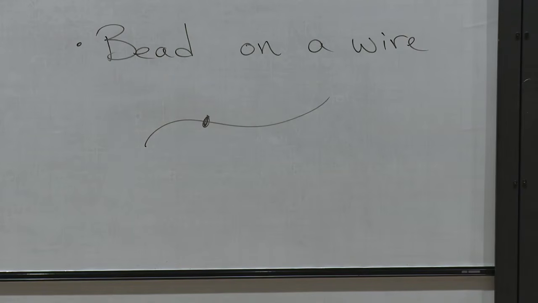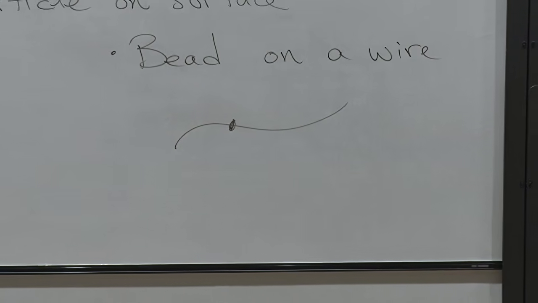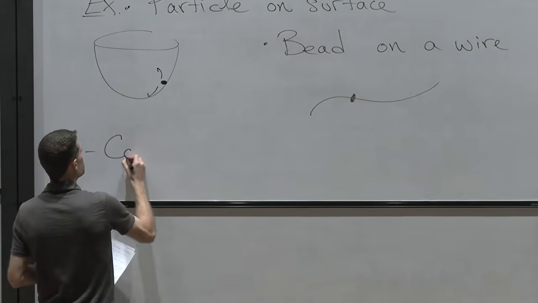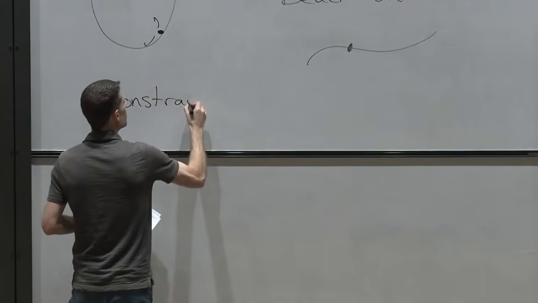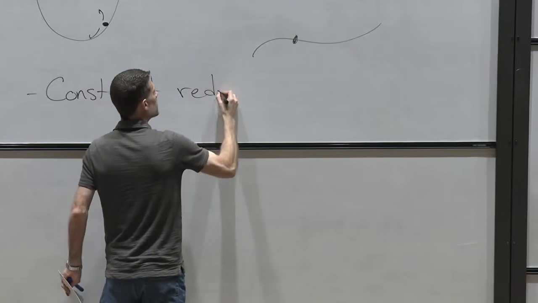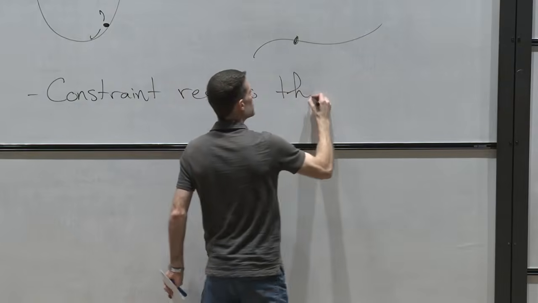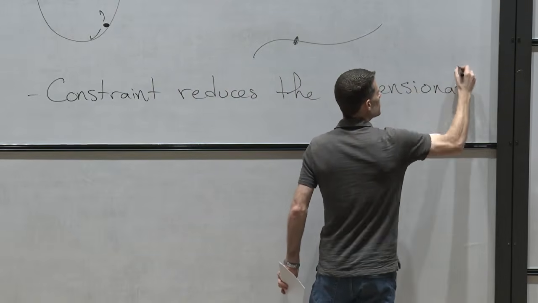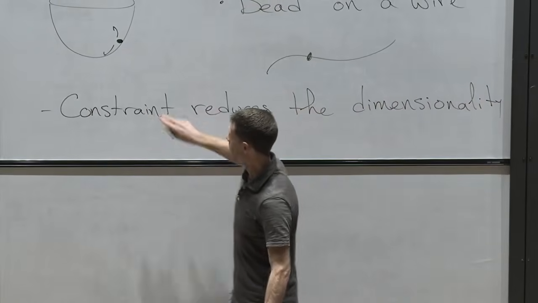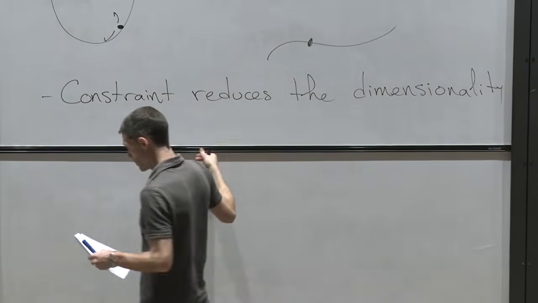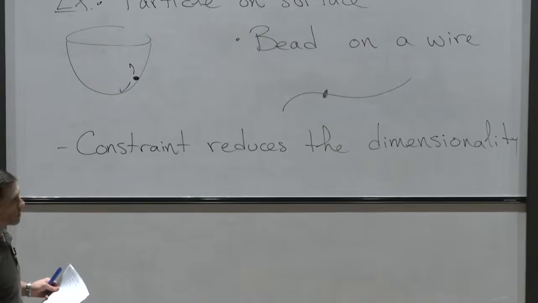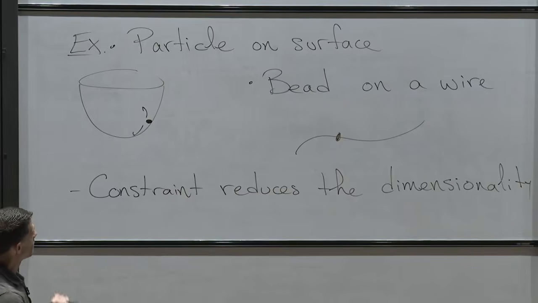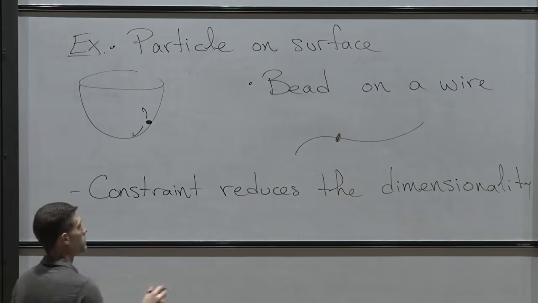So conceptually, a constrained motion reduces the dimensionality, 2D in that scenario, 1D in that scenario. But we have to be careful. We have to introduce a constraint force.